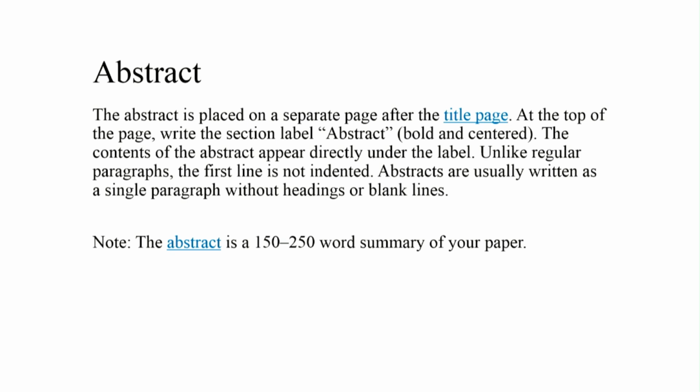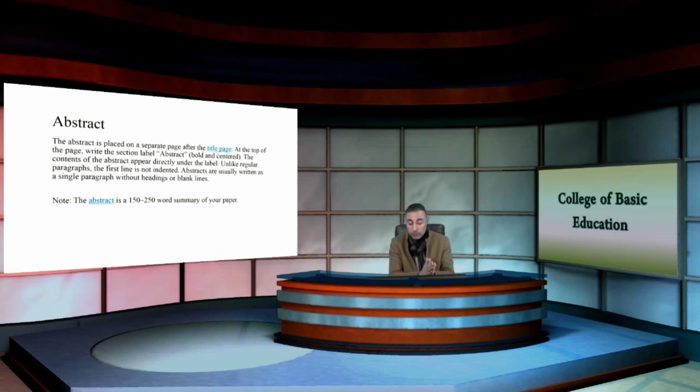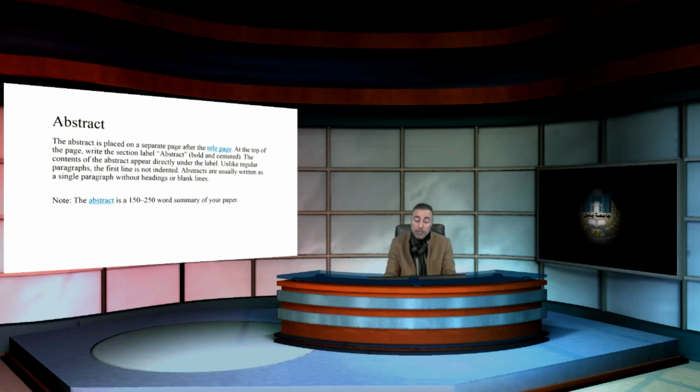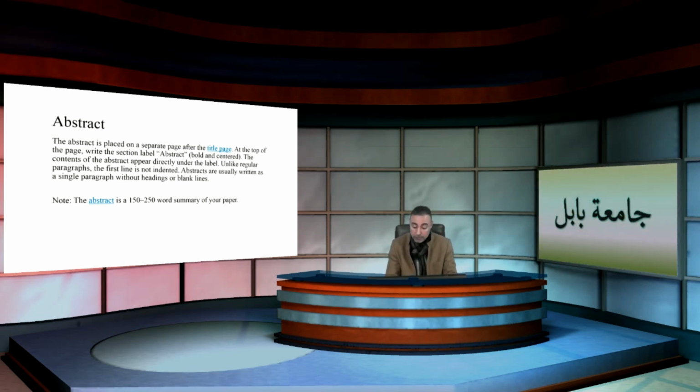We have a note here. The abstract is about a 150 to 250 word summary of your paper. This means when you write a paragraph, we used to indent the first word. Indent means leaving a space, pushing it to the right, and then you start writing the paragraph. With the abstract, we do not do that. It comes in as one solid piece of body paragraph.